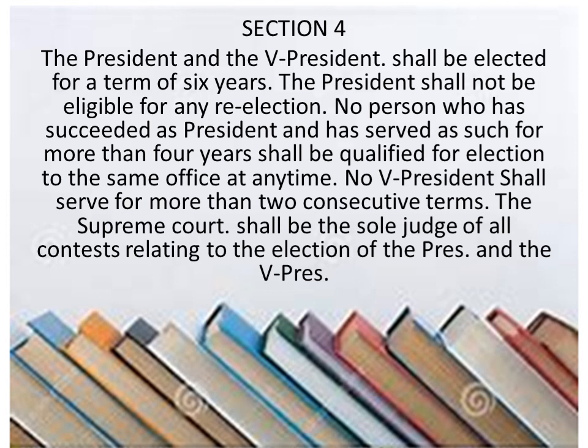Section 4. The President and the Vice President shall be elected for a term of 6 years. The President shall not be eligible for any re-election. No person who has succeeded as President and has served as such for more than 4 years shall be qualified for election to the same office at any time. No Vice President shall serve for more than 2 consecutive terms. The Supreme Court shall be the sole judge of all contests relating to the election of the President and the Vice President.